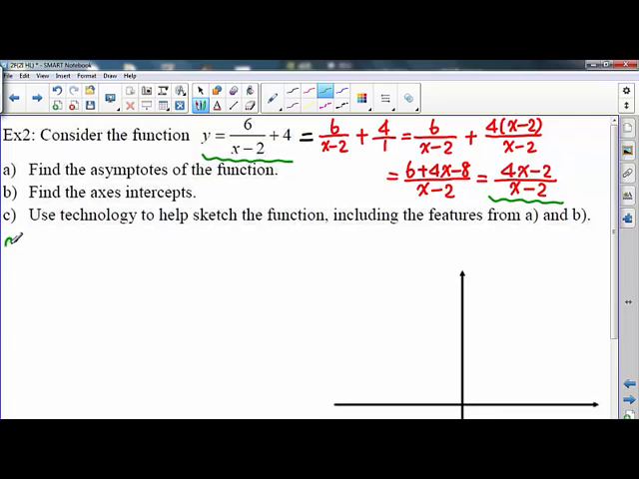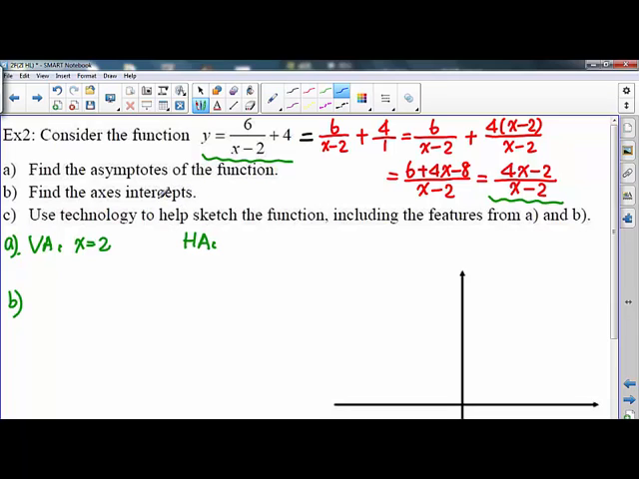So in this case, when we want to look for the asymptotes, we look at the restriction in the domain. Right now the restriction in the domain is x cannot be 2, which means the vertical asymptote is x equals 2. What is the horizontal asymptote? Let's leave this horizontal asymptote for later. So we look at B first. Find the axes intercepts. This one is easier for us.